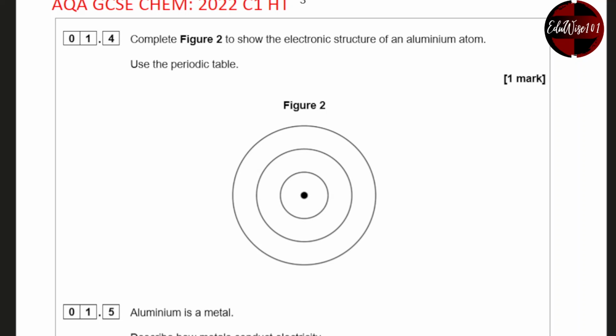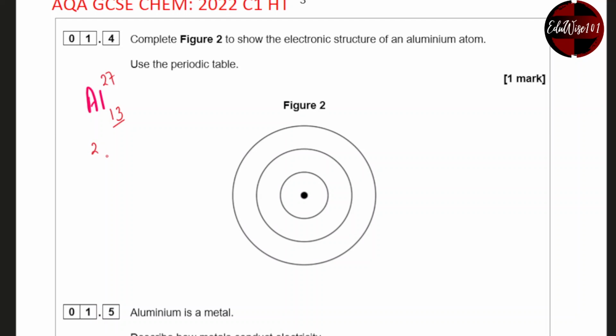1.4. Complete figure 2 to show the electronic structure of an aluminium atom. Use the periodic table. Now the aluminium atom, if you look in the periodic table, aluminium has the proton number or the atomic number 17. No, 13. My mistake. Get rid of that and write it properly. So that's 13 and the mass is 27. So what we want is the atomic number 13, which is equal to the number of electrons.